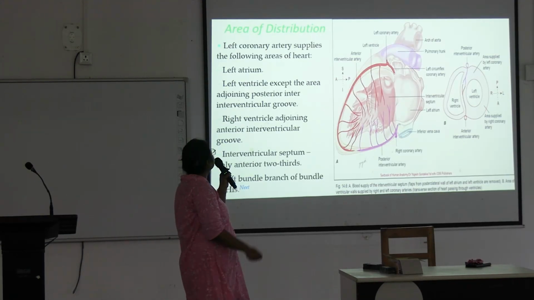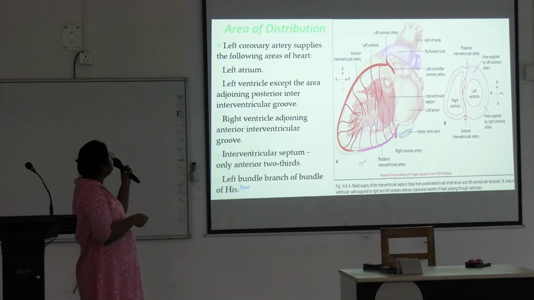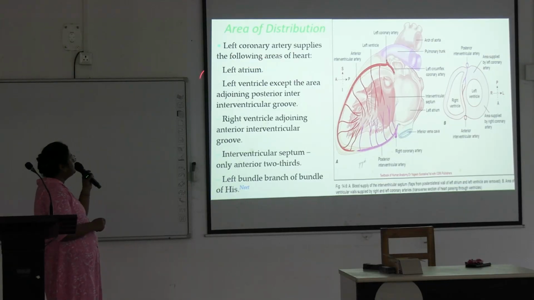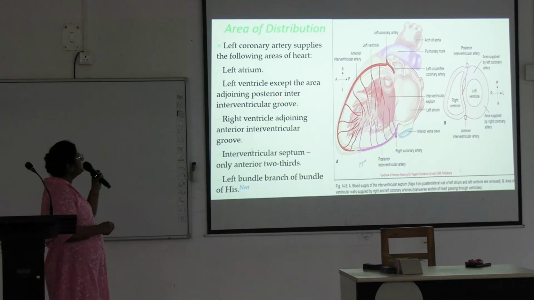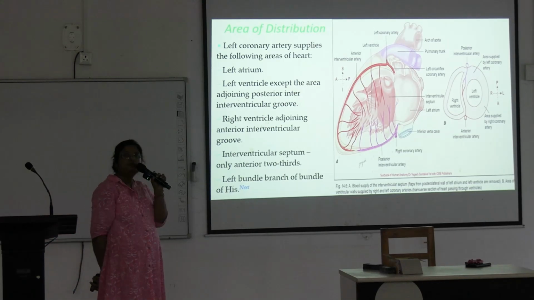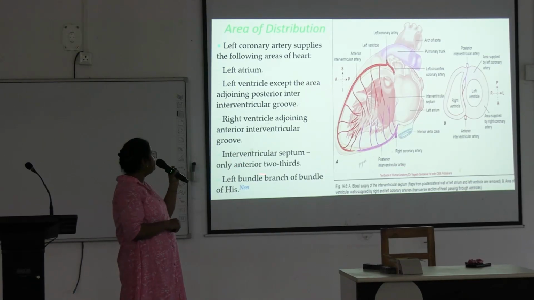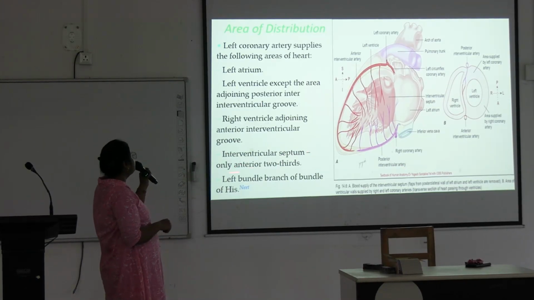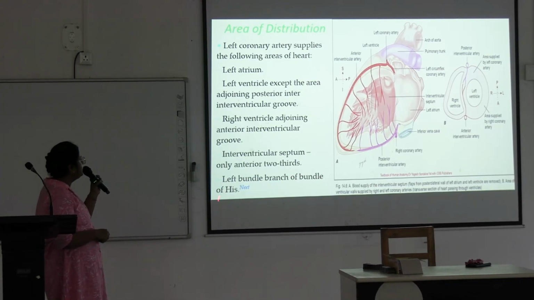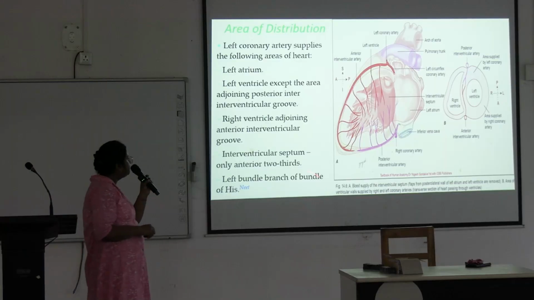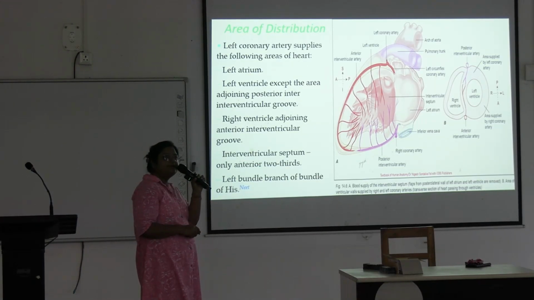Next. So, what is the area of distribution of the left coronary artery? The left coronary artery supplies the left atrium, left ventricle except the area adjoining the posterior interventricular groove, the right ventricle adjoining the anterior interventricular groove, the interventricular septum only anterior 2/3, and the left bundle of His. Okay, only part of the conduction system is supplied by the left coronary.